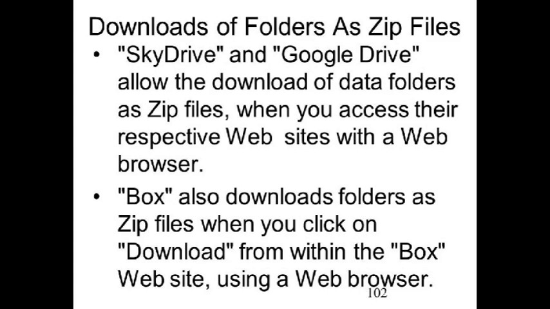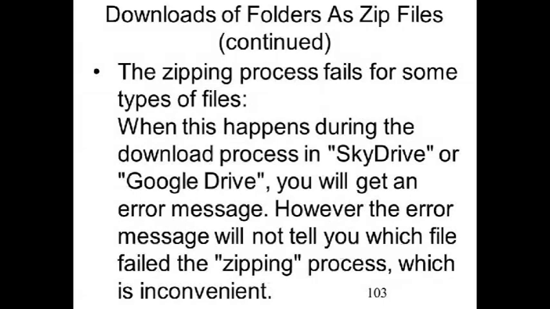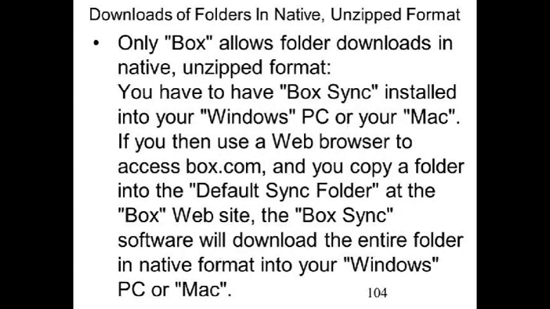What else can you do? Downloads of folders. When you download a folder from your storage spot up in the cloud, up in the server farm, all these services will by default download it to you as a zip file. There occasionally is a problem with that because some files don't zip. So you'll be missing a file or two from your zip folder when you unzip it. That's a little inconvenient, right? To have one or two that you've got to go and find afterwards up in the cloud and download individually.